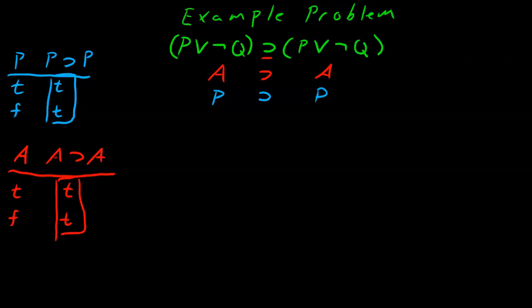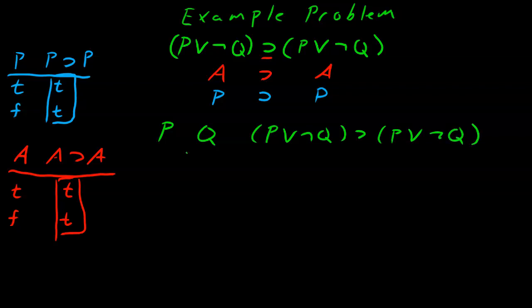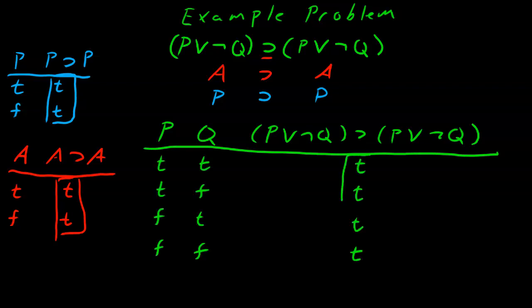Okay, let's move on and evaluate the whole formula, just to make sure that the substitution for atoms approach seems to be working. So we draw a truth table for P or not Q implies P or not Q. And if we fill in this truth table, we see that this formula is indeed valid. So substitution for atoms does seem to be reliable.